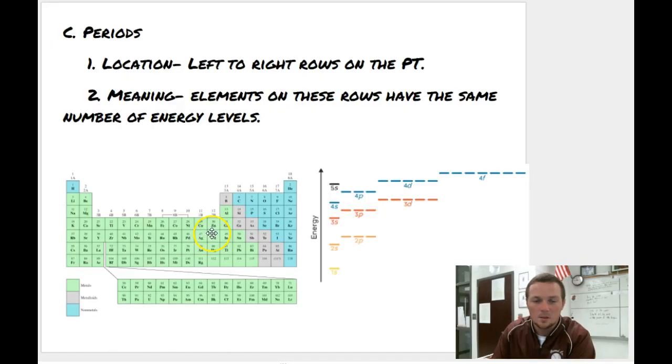So Na is in group 1. We'll look at the trend in just a little bit, but it's in group 1, so that means the valence electrons, or the ion, will be 1, and it's a metal, so it'll be a 1 plus charge. It'll be a cation of 1 plus.